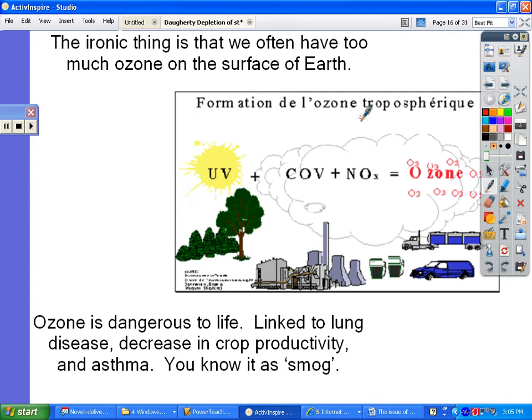Alright, so just going back to ozone in general, the ironic thing is that we often have too much ozone on the surface of Earth, meaning in the troposphere. And so again, here you see a chemical reaction of how ozone or smog is formed in the troposphere where we live. When you have ozone down in the troposphere with us, that can lead to lung disease, a decrease in crop productivity, and asthma. And it creates that lovely brown haze that we call smog.